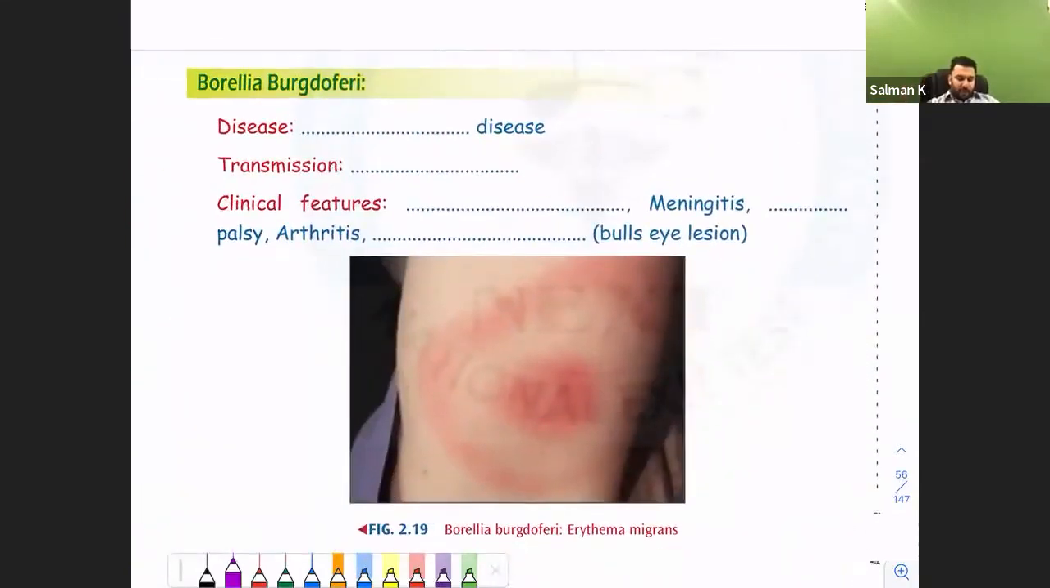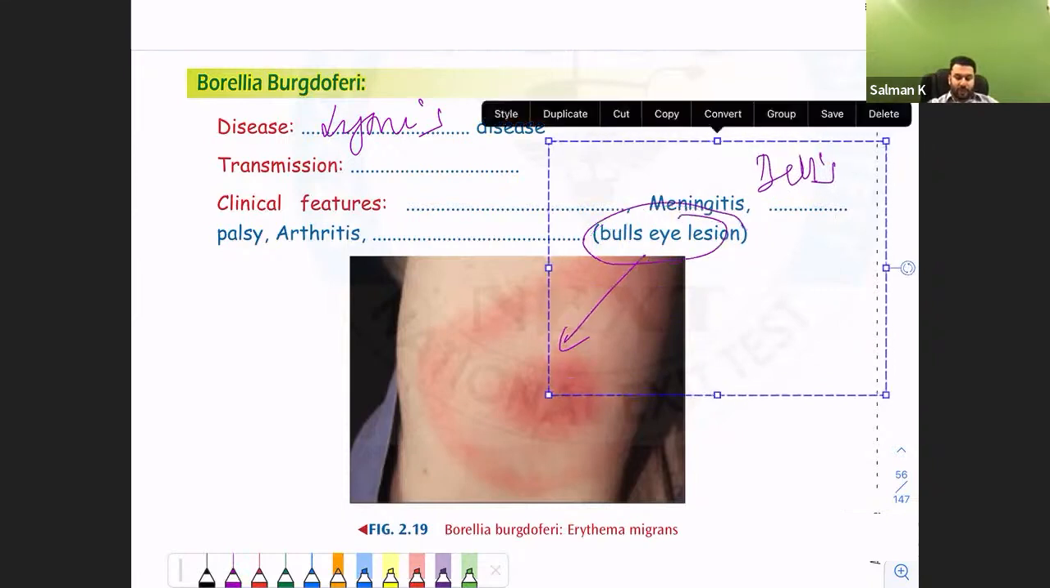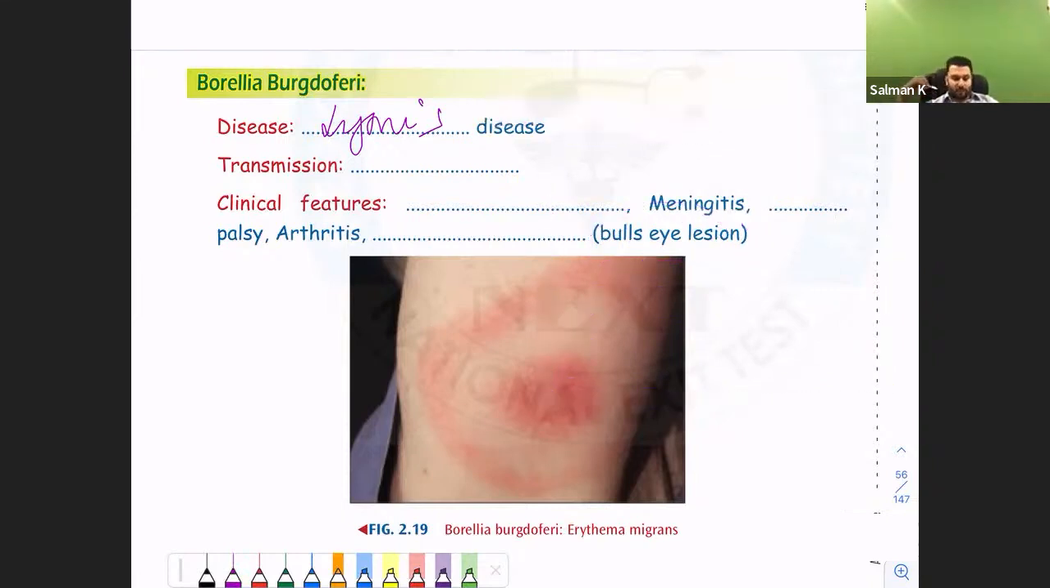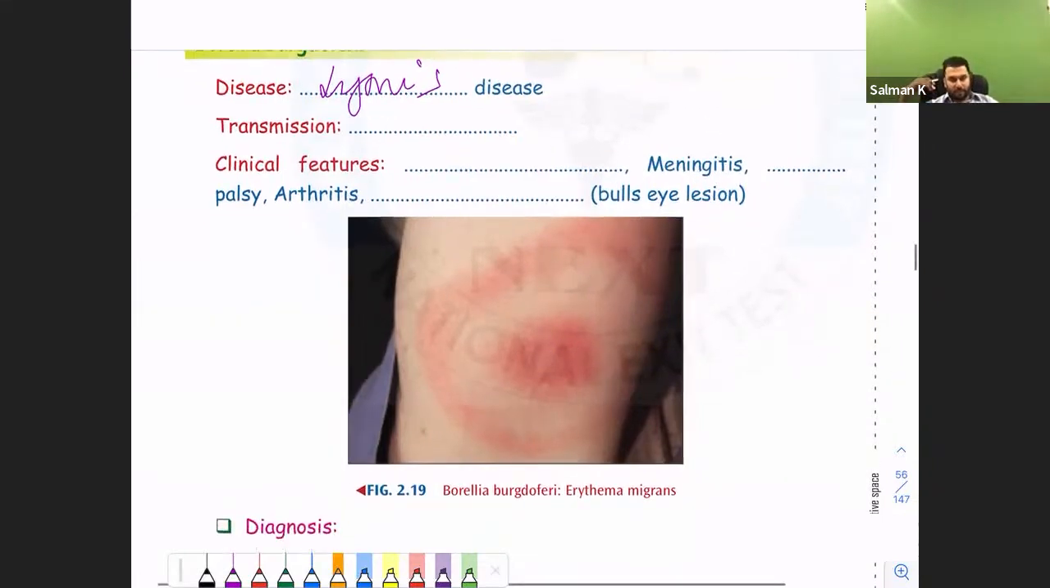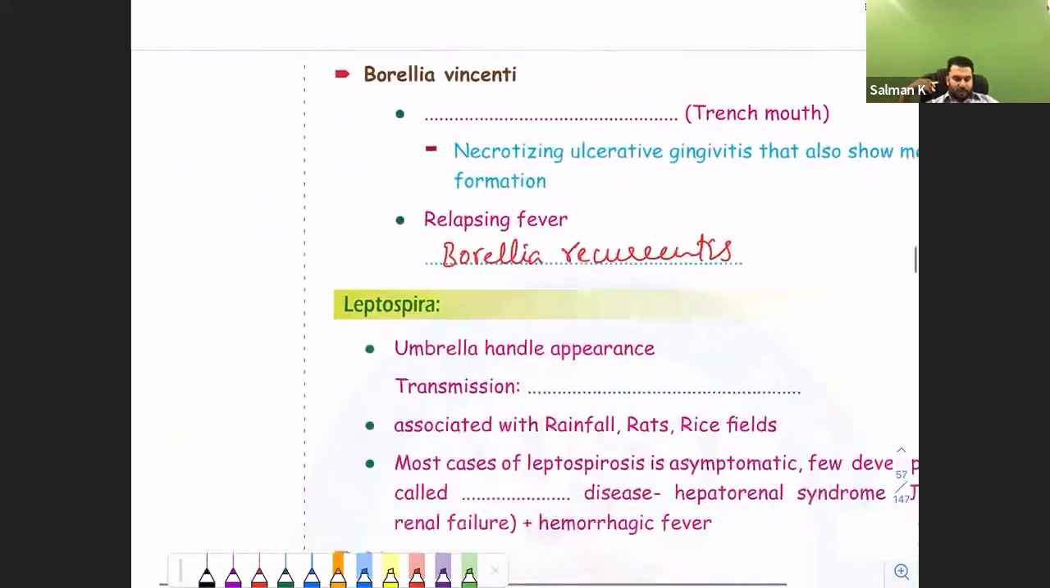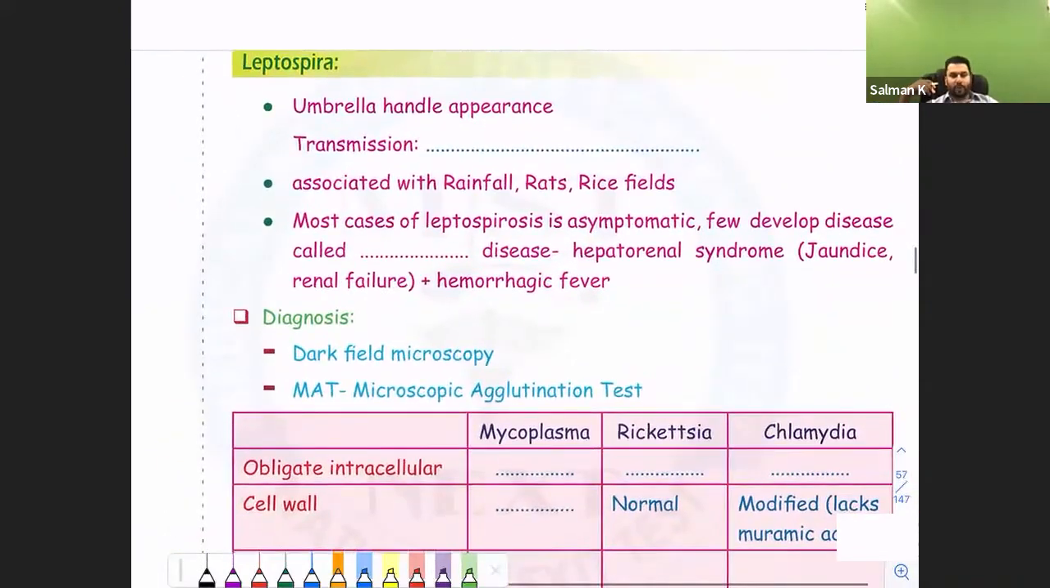Borrelia burgdorferi. This guy causes Lyme's disease. Very, very important two keywords. Bull's eye lesion called as erythema migrans, what you're looking at, erythema migrans, and Bell's palsy. So bull's eye lesion and Bell's palsy. These are the words to be remembered. Last and the final, you have leptospira.